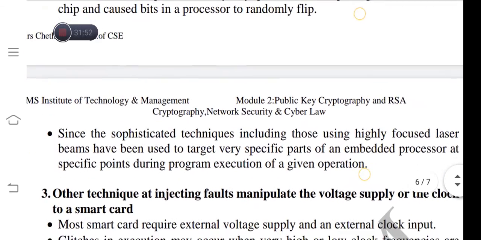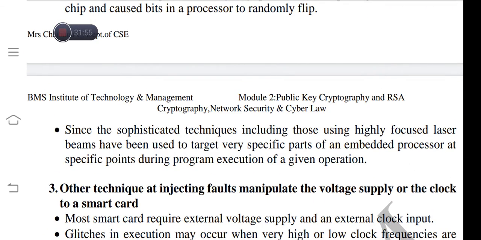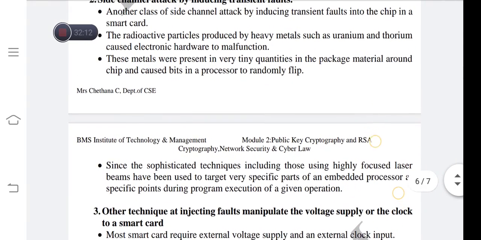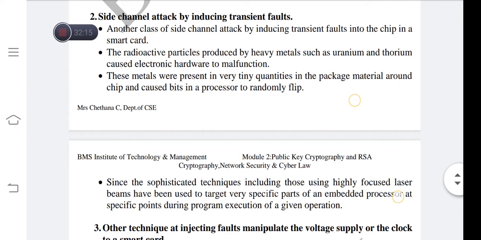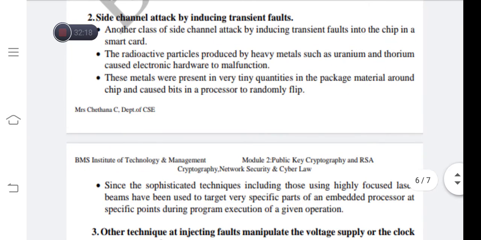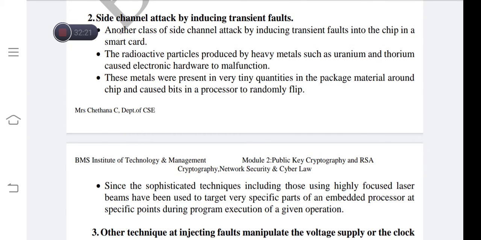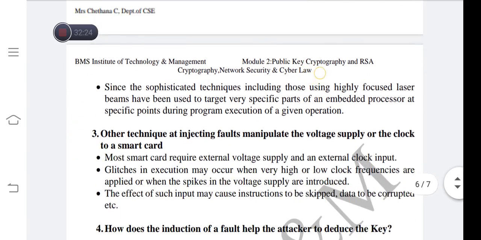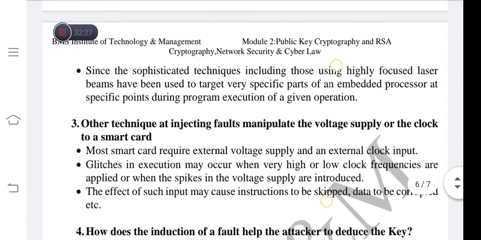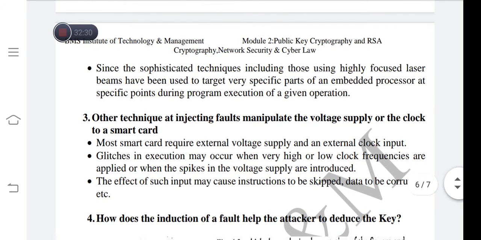Sophisticated techniques, including those using highly focused laser beams, have been used to target very specific parts of an embedded processor at specific points during program execution of a given operation. So inducing a fault will make the device malfunction. One more way of inducing a fault is to manipulate the voltage supply or the clock to a smart card.